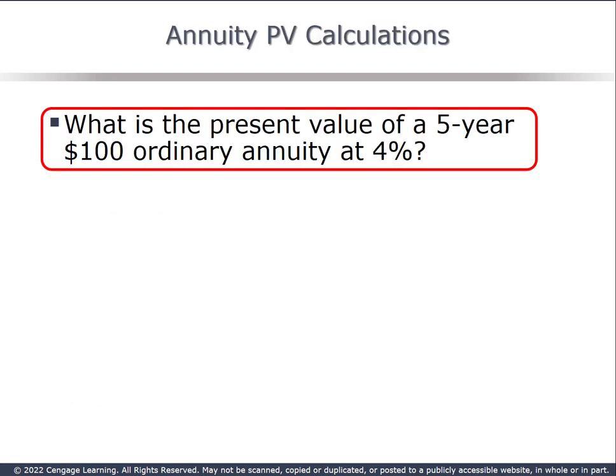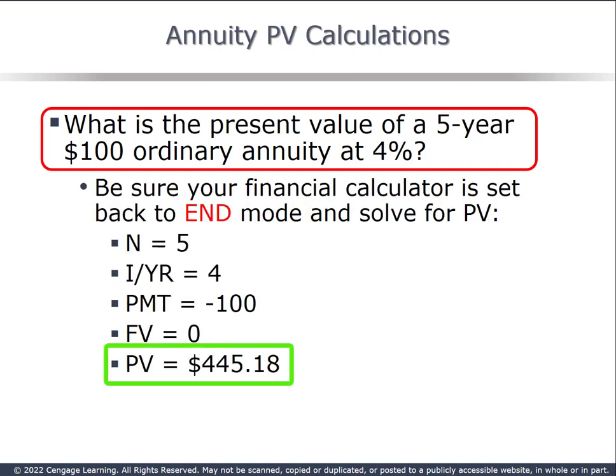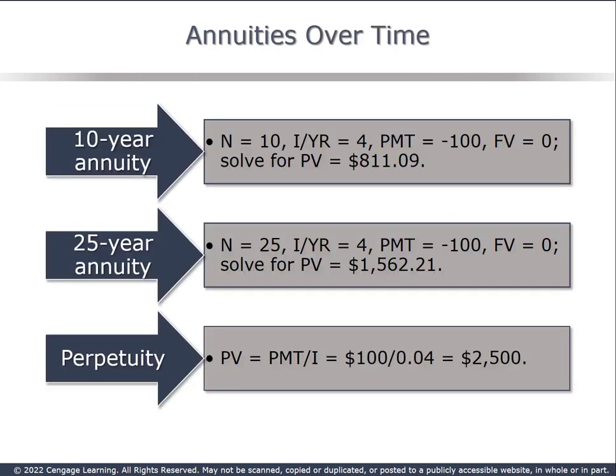Let's take a quick look at the effect of time on ordinary annuity values. Don't forget to set your calculator back to end if you changed it. On this slide, we're looking at a 5-year annuity, $100 each year, interest rate is 4%, present value $445.18. The 5-year annuity was $445.18. 10 years, $811.09. 25 years, $1562.21. Infinite, $2,500. So obviously, the longer you get the money in, the more it's worth today.